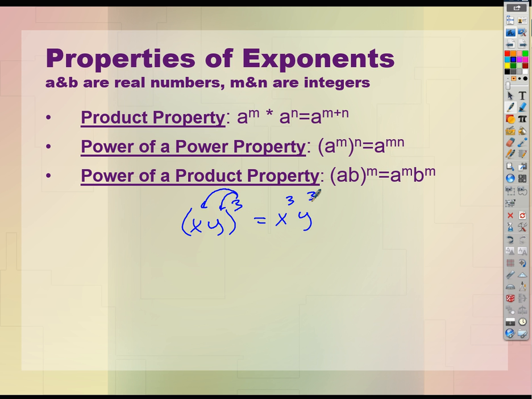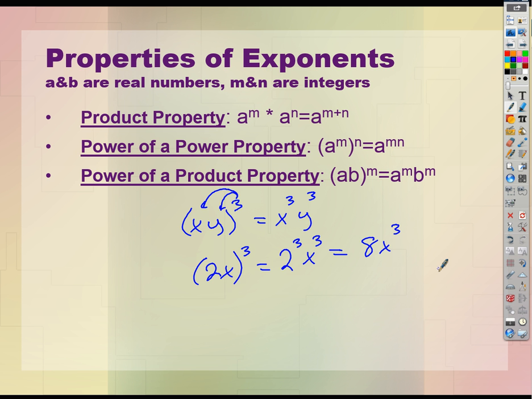Yeah, I could distribute the 3, the power of 3 to both parts, and I could write that as x cubed, y cubed. Okay, what if I had something like the quantity 2x cubed? How could I simplify that? 2 cubed. Okay, good. That's going to be the same as 2 cubed times x cubed. And what's 2 cubed? That's a number, so I can simplify that. 8. 2 times 2 times 2, right? So I'd write that as 8x cubed.